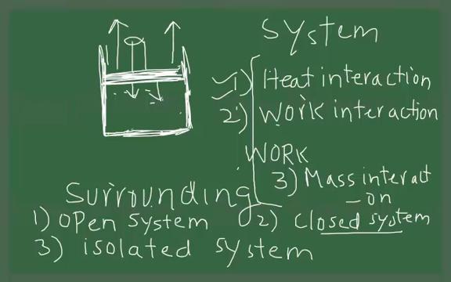Closed system is also called controlled mass. Why? Simple reason. Because in closed system, mass is not allowed to enter into the system or to leave the system. That's why mass of the system remains constant. So that's why it is called controlled mass. So these are the three types of system in thermodynamics.